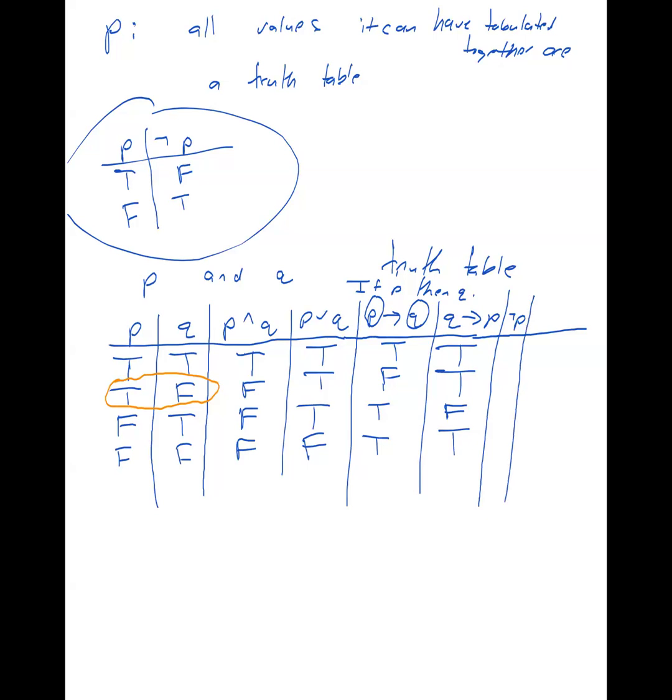If I do a not P, what's the opposite of true? False. So remember, P is true at first. Not P is false. Not true is false. Not false is true. Not false is also true. So that's the result of not P. Now let's look down carefully at this. So there's not P: false, false, true, true.